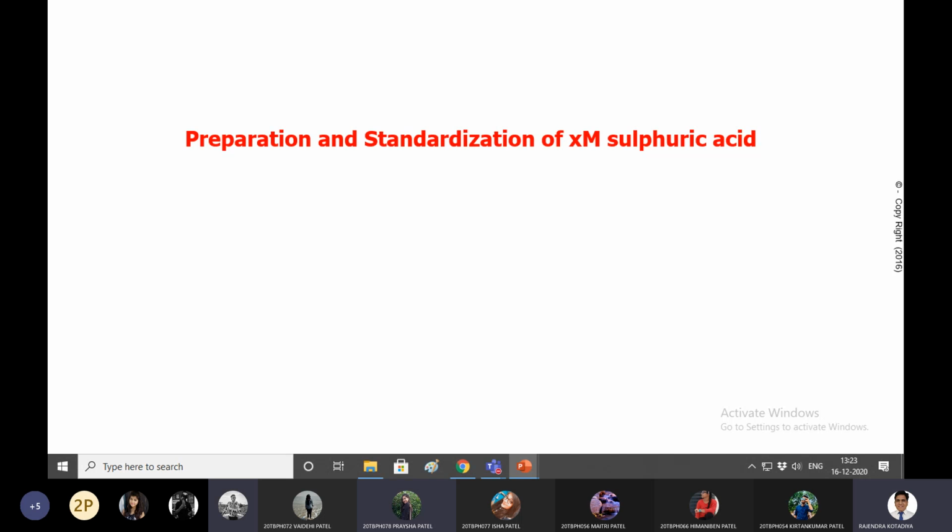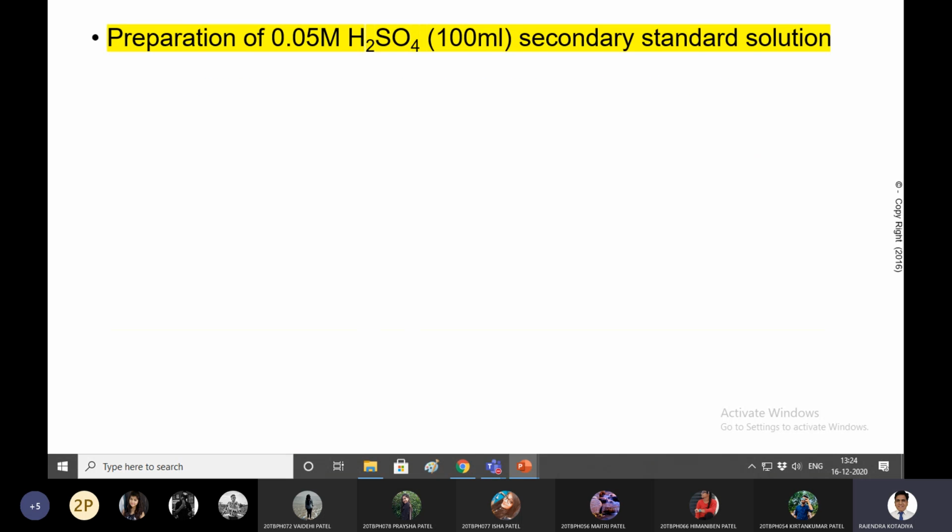Preparation and standardization of X molar sulfuric acid. In today's practical, we'll discuss the preparation and standardization of X molar sulfuric acid. The first part is the preparation. In this we'll prepare 0.05 molar sulfuric acid. The final volume is 100 ml. That will act as a secondary standard.